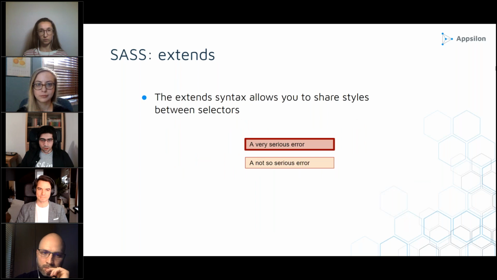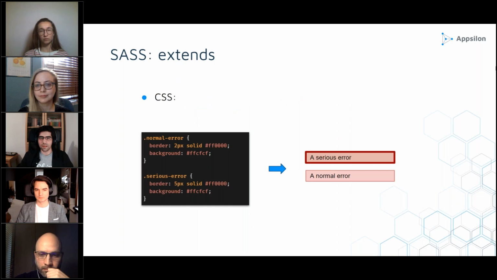It also has two very important mechanisms, which are extends and mixins. So extends is something that is very well explained with an example. It basically allows you to share styles between selectors. And the way that you would do this normally in CSS, if you would have two elements that you would like to style, even though they are very similar, is that you would simply do the styling for both of them.